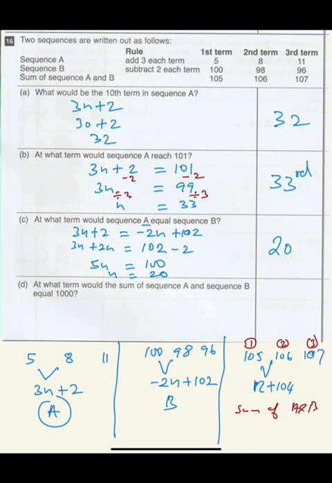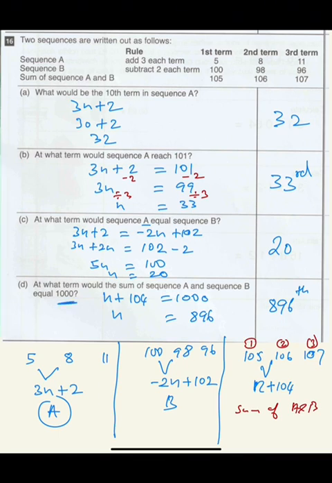Right. So, at what term would the sum of sequences A and B equal 1000? So let's try. n plus 104 equals 1000. We can find n. So n equals 1000 minus 104, which is 896. So when n equals 896, the sum of A and B will equal 1000.